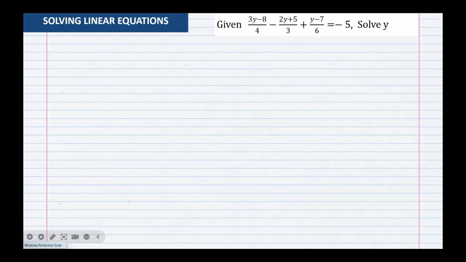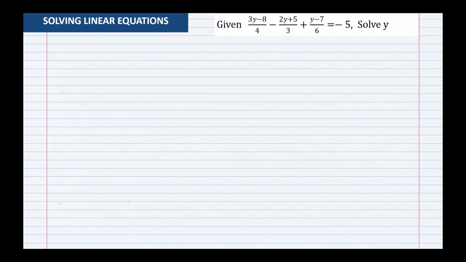Let's make solving unknown variables with linear equations easy with 5 simple steps. So they give us (3y − 8)/4 − (2y + 5)/3 + (y − 7)/6, and they say that equals −5. And then they ask us to solve for y.